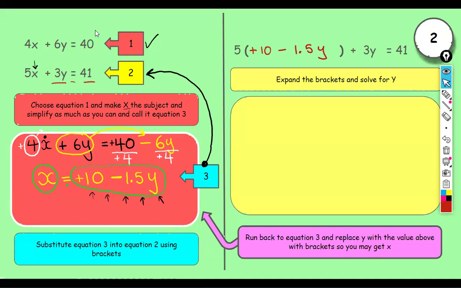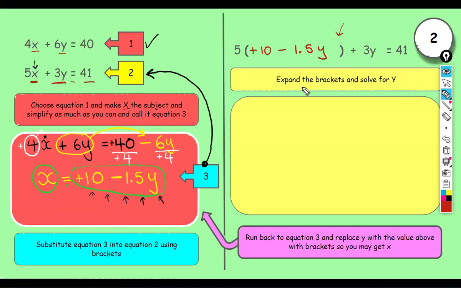In maths, as the amount of letters gets less, that means the question is getting simpler. So the fewer types of letters you have, the better. In fact, when the amount of letters is getting less and less, that means you're heading in the right direction. What do I mean by that? You will notice that at the beginning, the first equation had an x and a y. The next equation also had an x and a y. But look at this equation now.